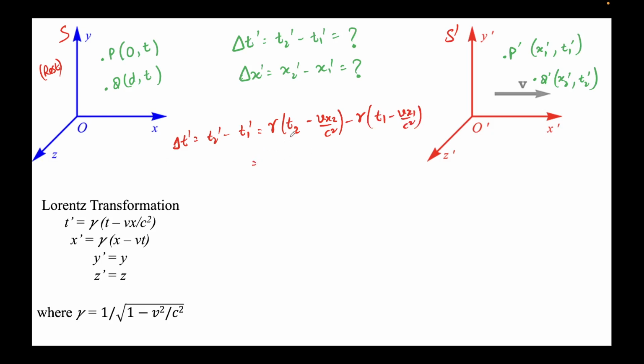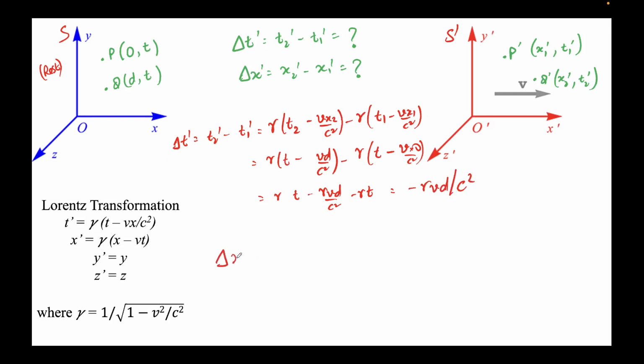Now let's put in the values. The value of t2, the time coordinate for event Q, is t. So I'll put gamma times t minus v d over c squared, since the value of x2 is d. Minus gamma times the time coordinate for event P, which is t again, minus v x1 over c squared, where the value of x1 is 0, so v times 0 over c squared. So this will be gamma t minus gamma v d over c squared minus gamma t. The first and third terms get cancelled, so we get minus gamma v d over c squared. That's the first half of the problem. We found delta t prime.